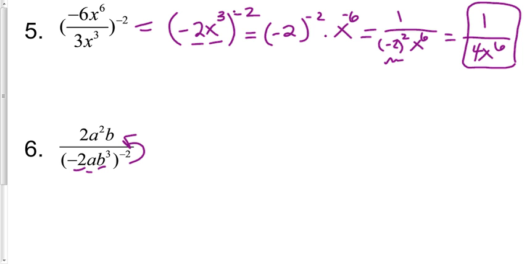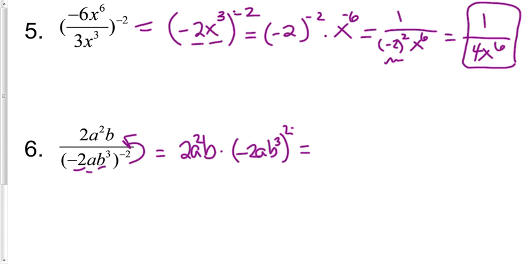And so that's exactly what I'm going to do here. The 2a squared b can stay in the numerator, and then because this had a negative exponent down on the bottom, I can switch it to the numerator and make it a positive power. So now it's -2ab to the third to the positive 2nd power, and I no longer have a fraction. That's part of property number 1, I believe. Okay, so now let's work on simplifying.